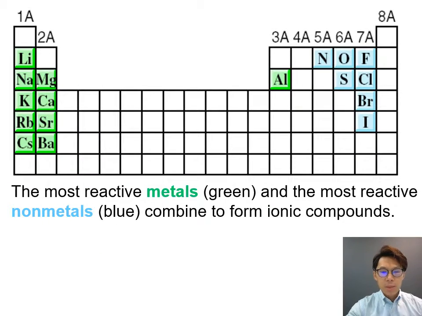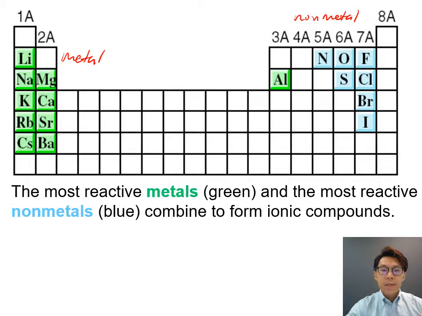Okay, in this slide, you will see a periodic table. The green color labeled on the left side is known as metal, so all these are metallic elements. On the right side of the periodic table, you see the ones with blue color. All those are known as non-metals or non-metallic elements. The most reactive metals, labeled in green, and the most reactive non-metals, labeled in blue, will combine and form ionic compounds.